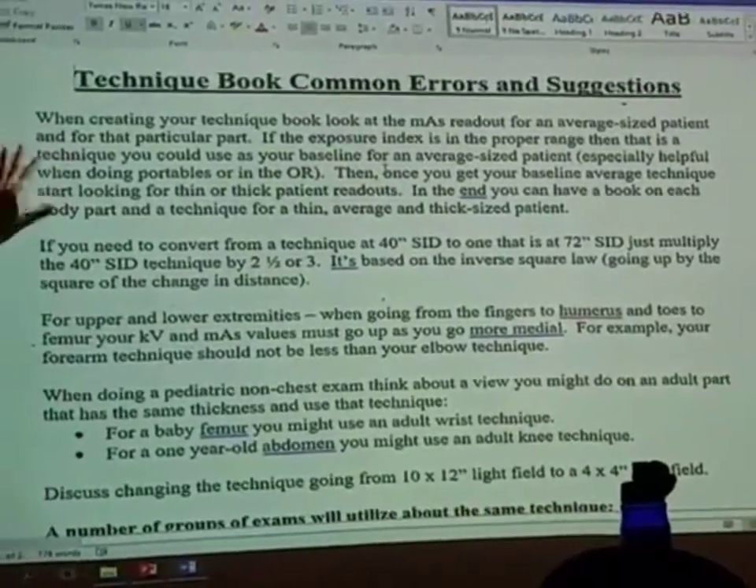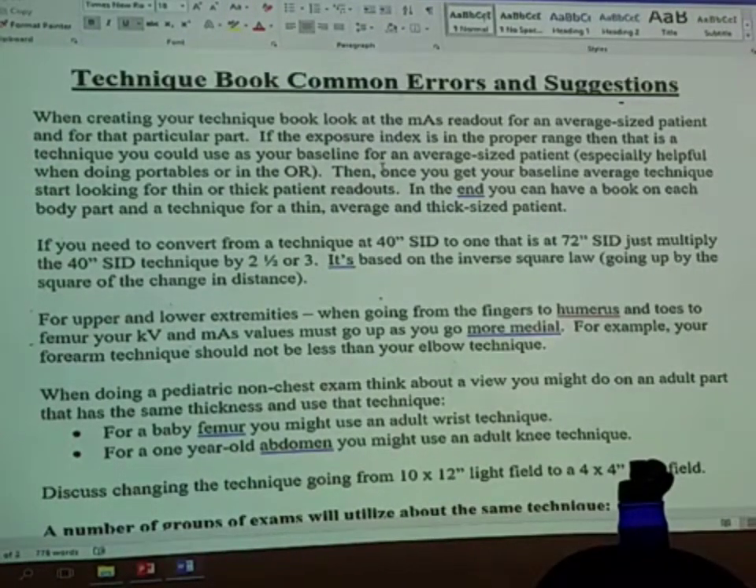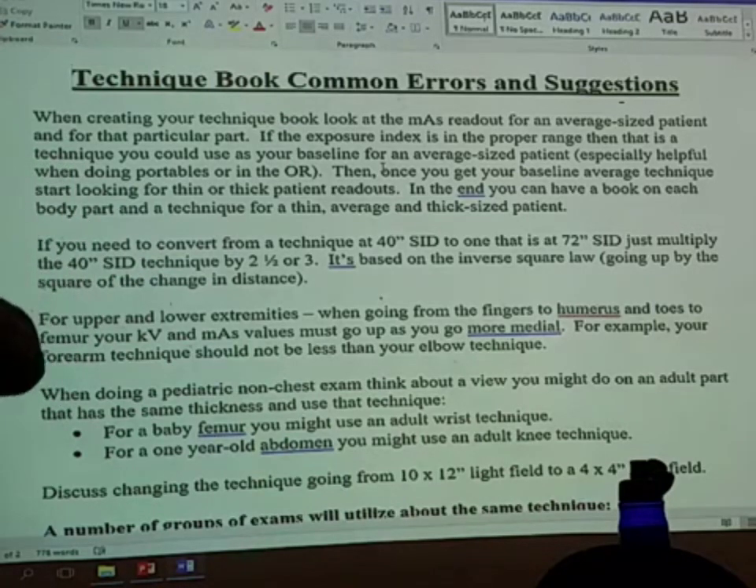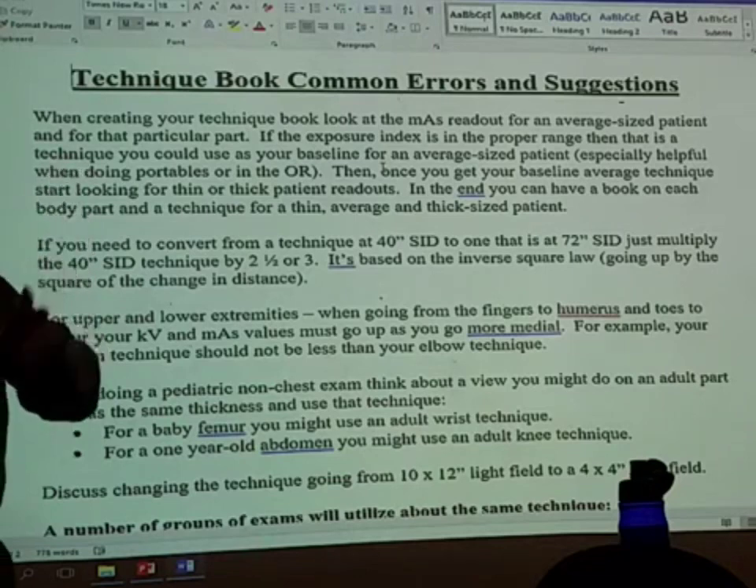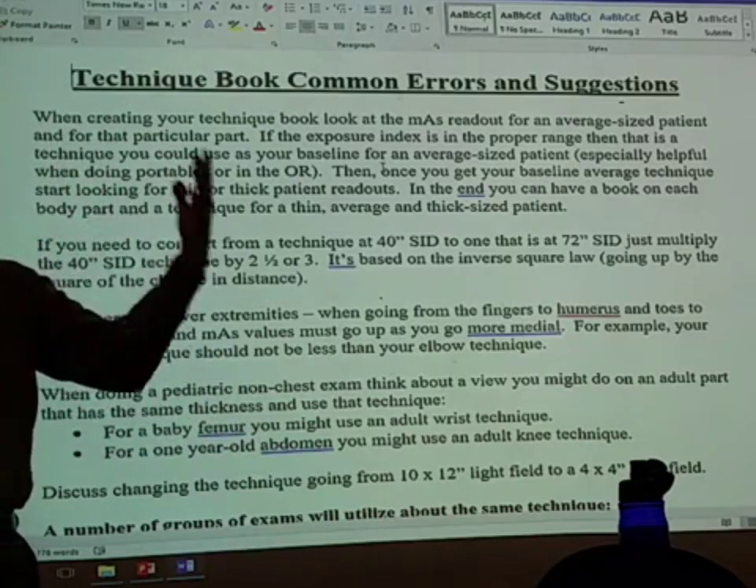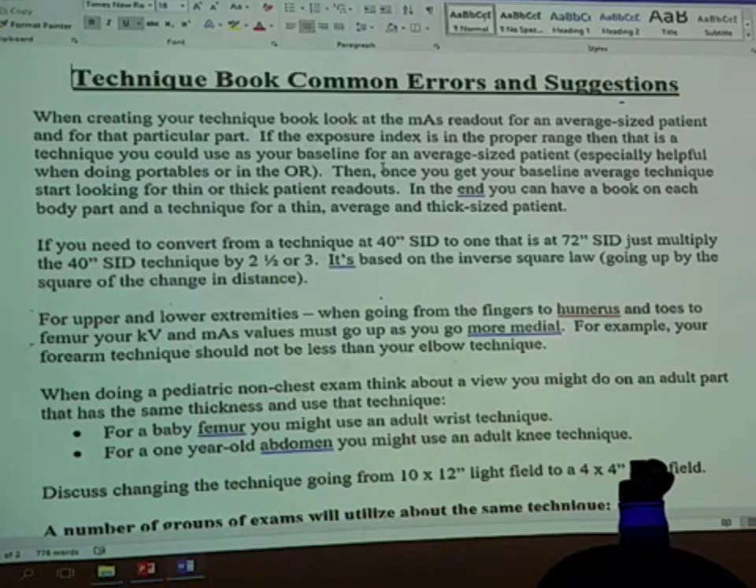So, I talked to Pon a couple weeks ago, and she said, yeah, you need to make sure that everyone's actually trying to put together a technique book. It really is important because, again, you go up to surgery, you're on your portables, having a good idea as to what the techniques are will really help you out. Always want to get a baseline for an average person, and it's better to even take x-rays on someone thick or thin to get an idea of what the different range is. But if you have a thin, average, and thick technique for a particular view, that's really all you need, okay?